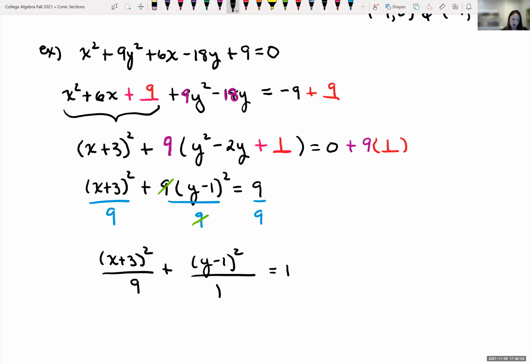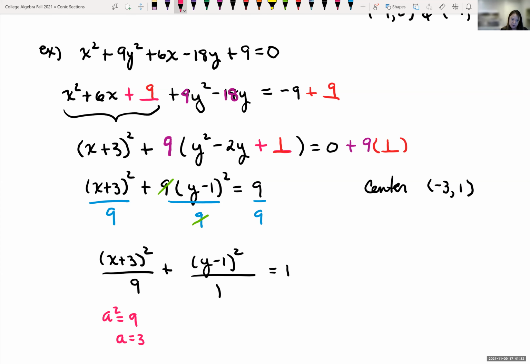So now it's in that form that I can tell that the major axis is parallel with the x-axis. So it's elongated this way. I can tell what my center is, H, K, so opposite signs. So H is negative 3. My K value is 1. I can figure out what A and B are. I know that A squared equals 9, the bigger number. So A is equal to 3. It's elongated with the x-axis.